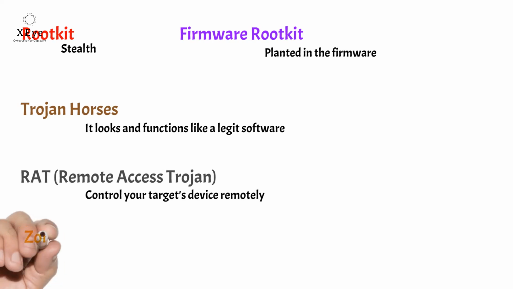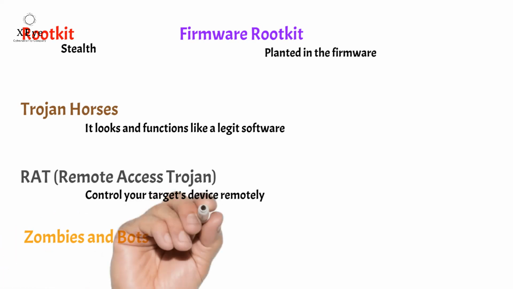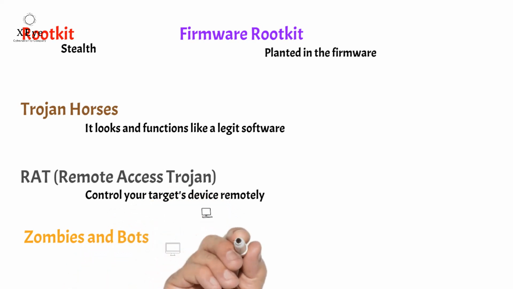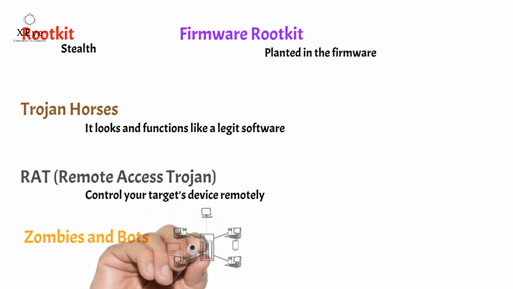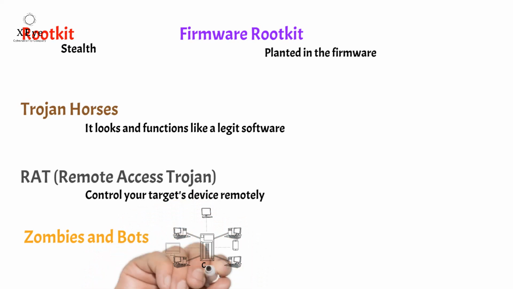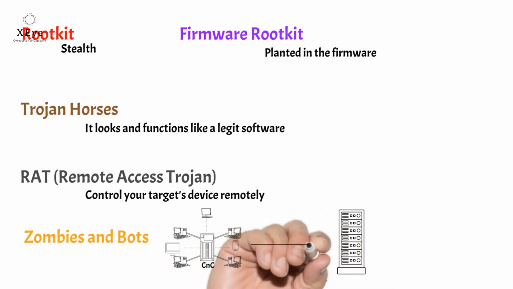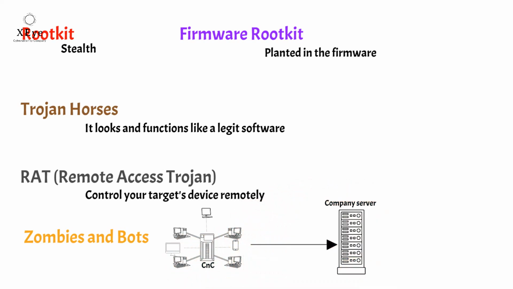Zombies and bots. The zombies and bots can be used for DDoS attacks most of the time, but they have a lot of other duties. If you hack a device, and hack another device, and hack another device, and for example, thousands of devices got hacked by you, you can use all of them with a CNC server and then perform an attack against an organization. You can make all of the devices attack one server or attack one device. You can cause DDoS attacks.